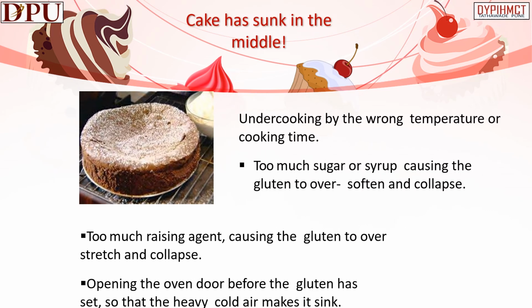Next cake fault is, cake has sunk in the middle. Reasons behind this fault are as follows. Undercooking of the cake by the wrong temperature or wrong cooking time. Sometimes, too much sugar or syrup makes the gluten over-soften and collapse. Too much raising agent causes the gluten to overstretch and then collapse. Opening the oven door before the gluten has set, so that the heavy cold air makes it sink.